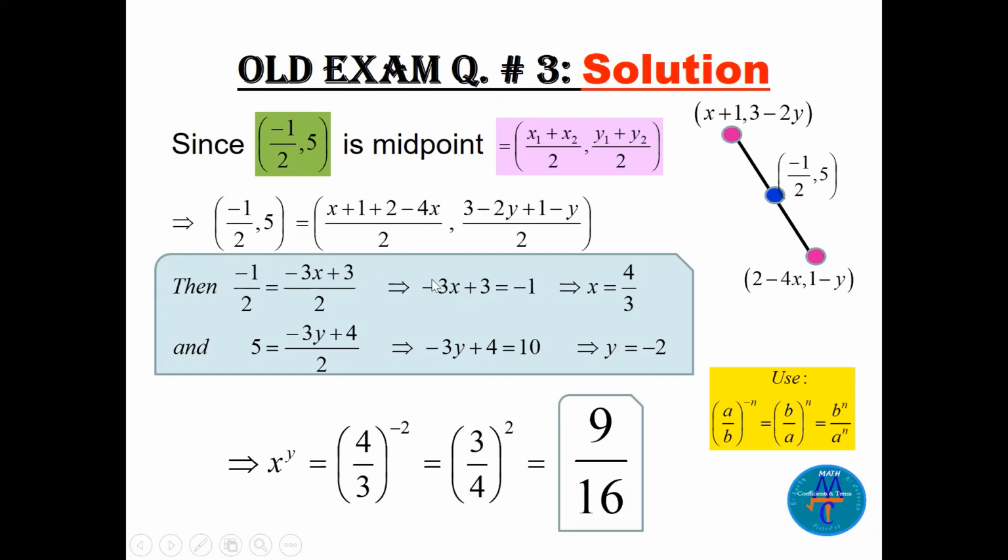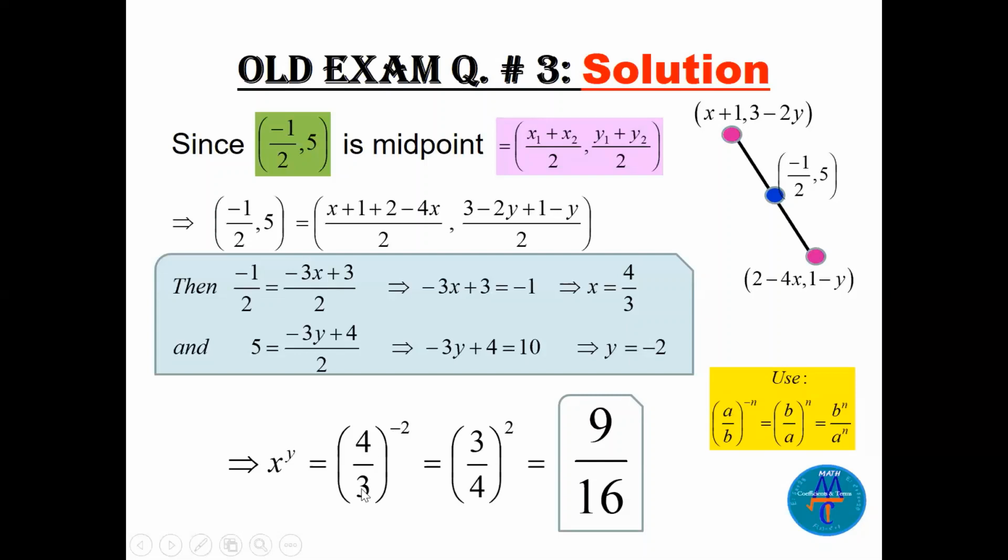So I can take the first one here and find x will be 4 over 3. The second one, I take 5 is equal to this, minus 3y plus 4. Cross multiply, you get y equals minus 2. What do I need? X to the power y. X is 4 over 3 to the power minus 2. I have to remember from algebra about exponents. See, I put here in yellow the formula: a over b to the power minus n. With the minus power, you flip the fraction, b over a, keep the n. Then you can distribute: b to the power n over a to the power n.